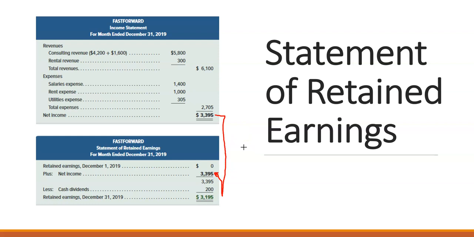So our business just started in the month of December. We had 0 retained earnings at the beginning of December. We add our net income for December, subtract any cash dividends that we paid out, and we get our retained earnings for the end of the month. That amount then goes to our balance sheet.